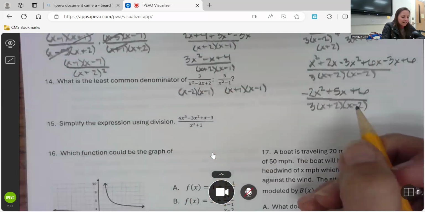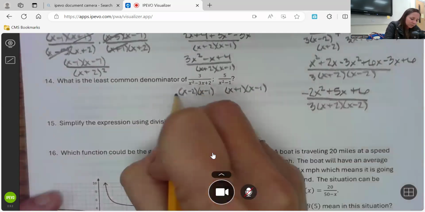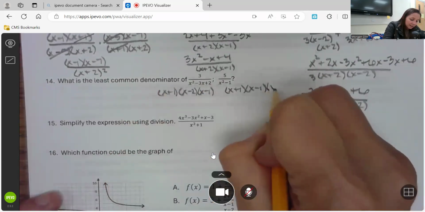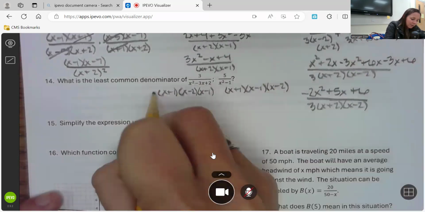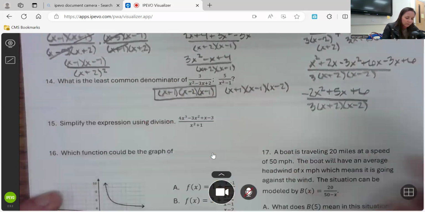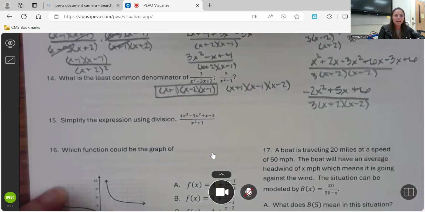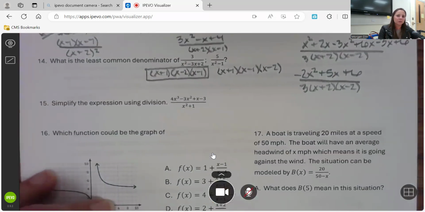This is going to be x plus 1, x minus 1. Just think, I've got to get them to look alike. Well, this one needs an x plus 1. This one needs an x minus 2. So the least common denominator, just choose one of them now that they look alike.